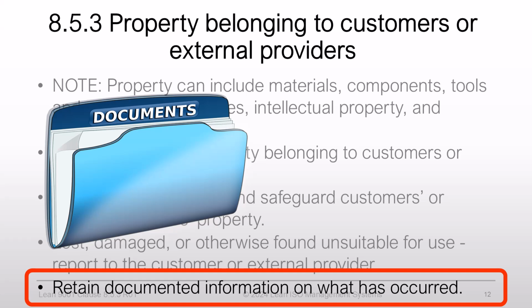When auditing external parties' property systems, I often see a typical deficiency. The companies do not maintain email records of customer communications. Consider this while brushing up your system for property belonging to customers or external providers.